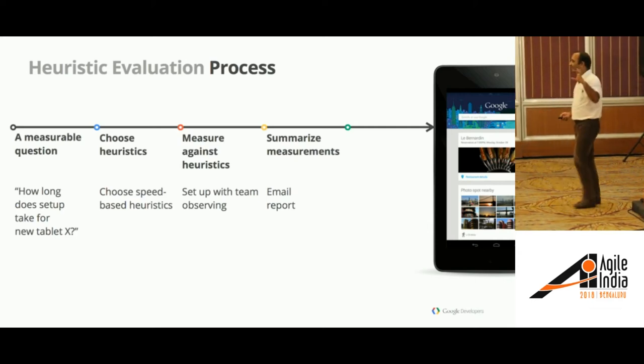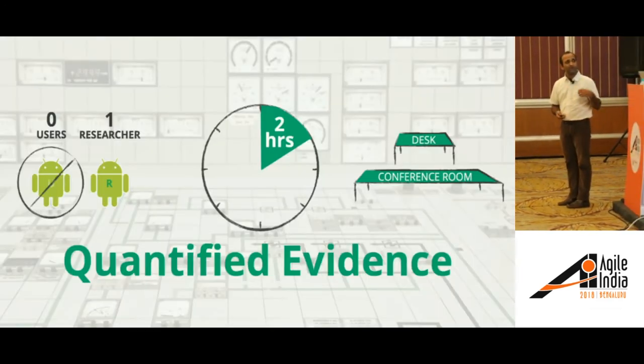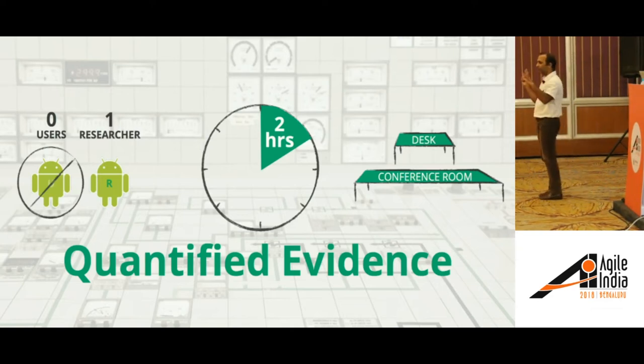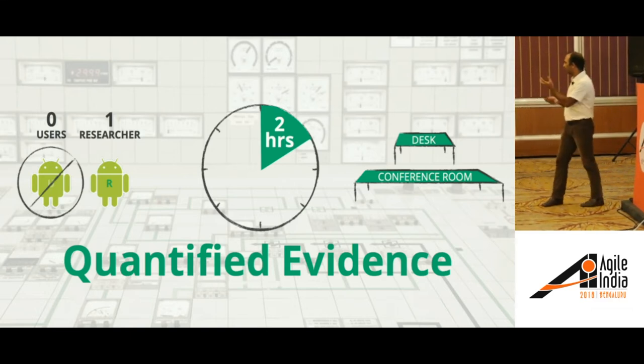So this is a very easy way. If you want to look at quantified evidence, heuristics is a great example for it. It doesn't take too much time, maybe 3 hours, 4 hours, depending on the kind of problem you're trying to solve and the heuristic that you have selected, you could do that.